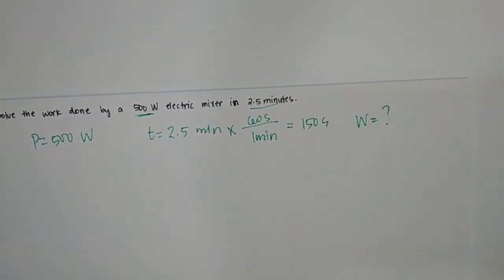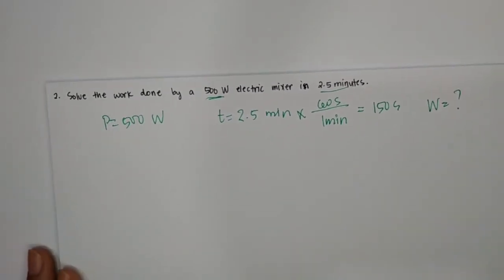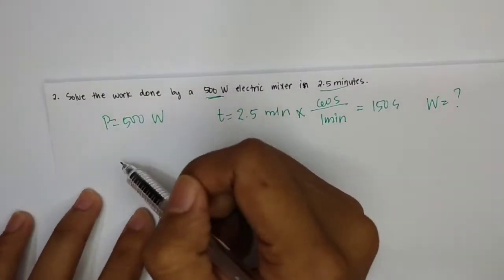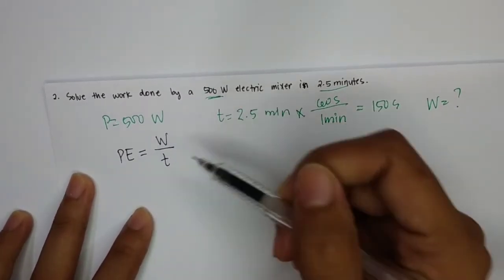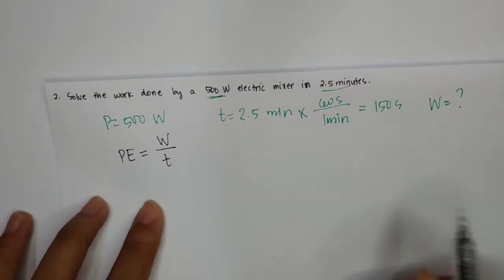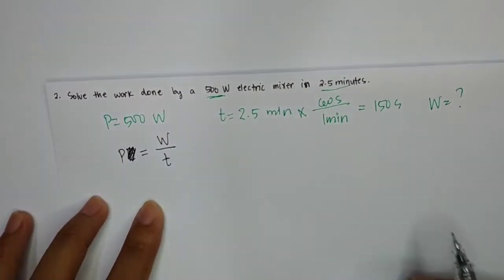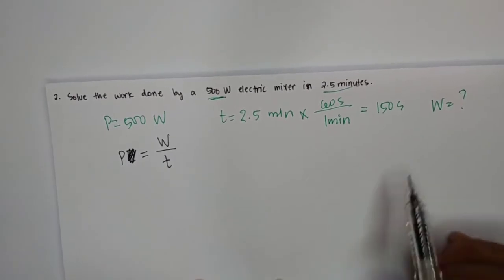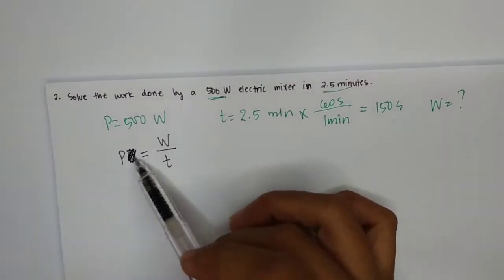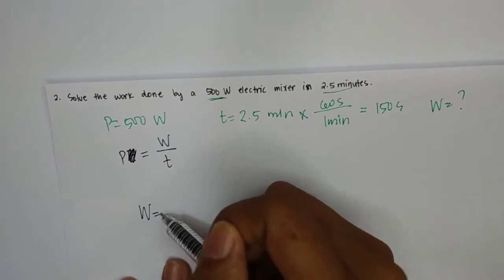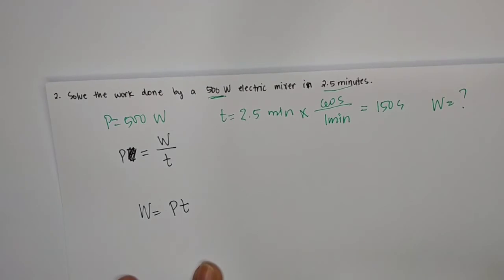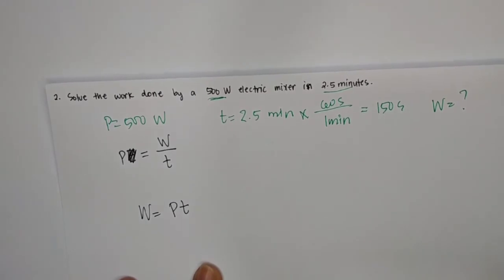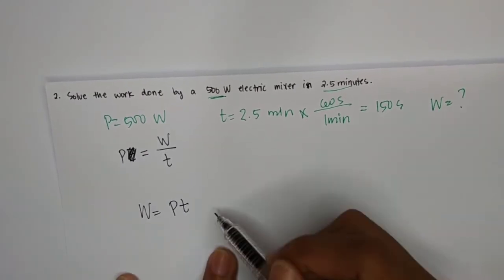Again our formula is P is equal to work over time. Since we're going to solve for work, we cross multiply, so our work will be power times time. That is the formula for work done if the given are power and time. So let's substitute.